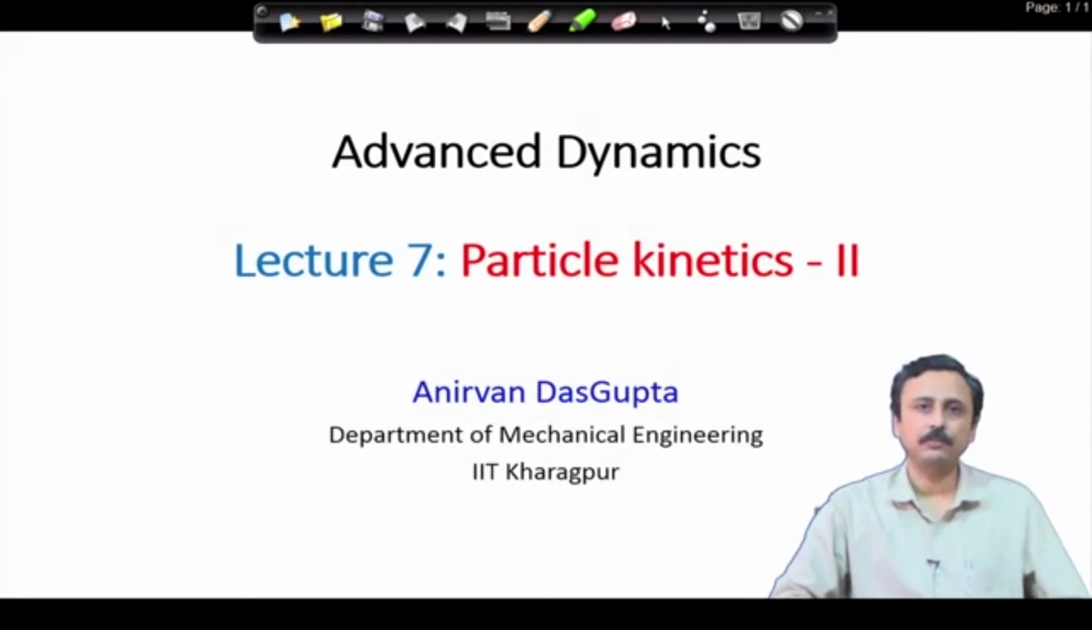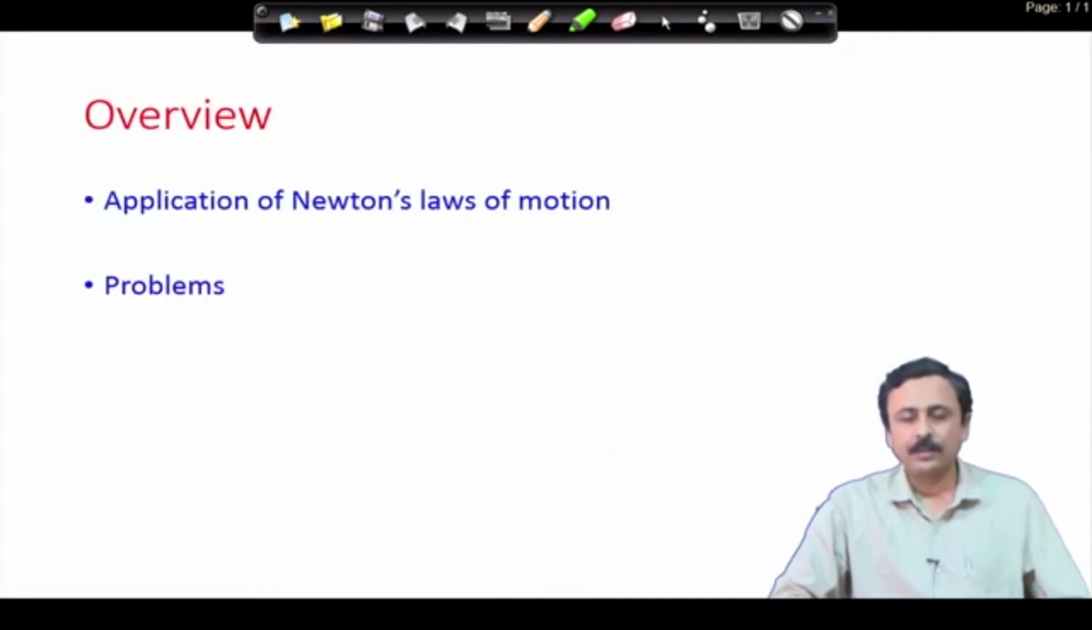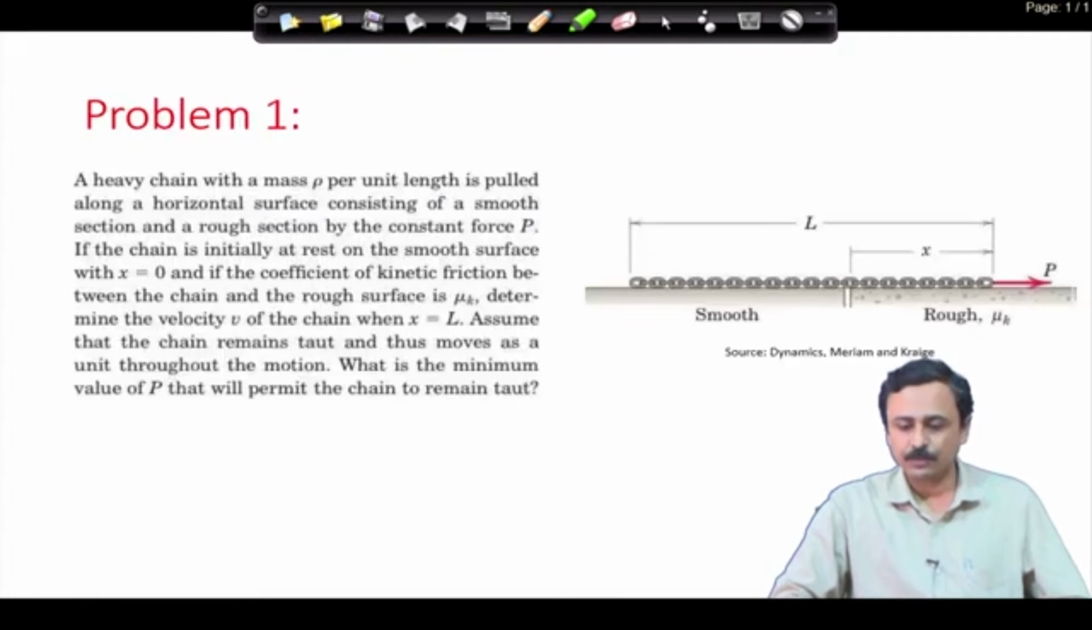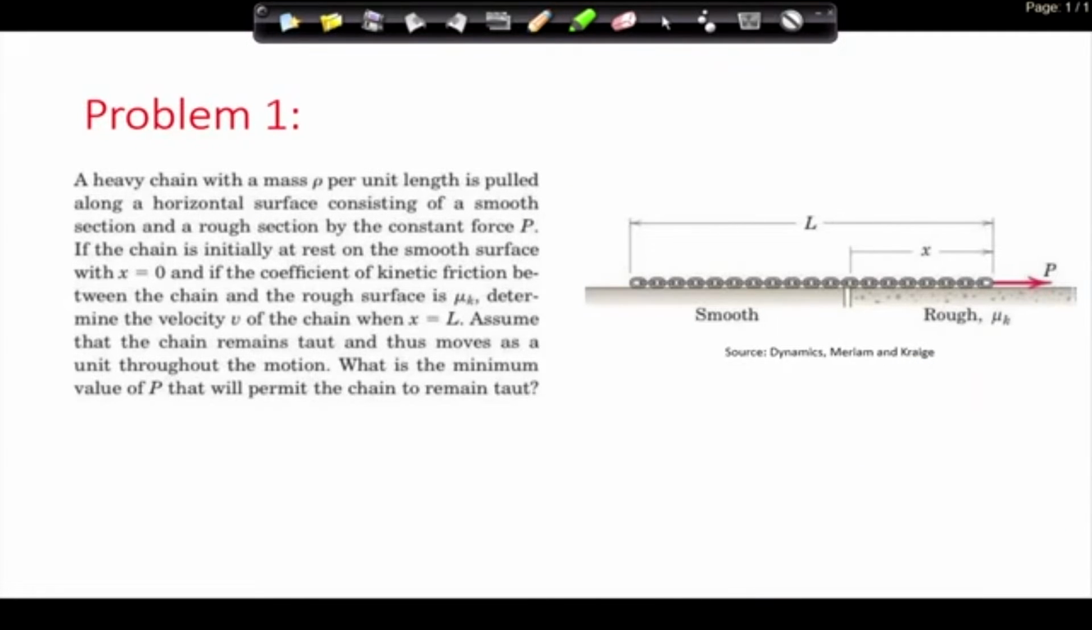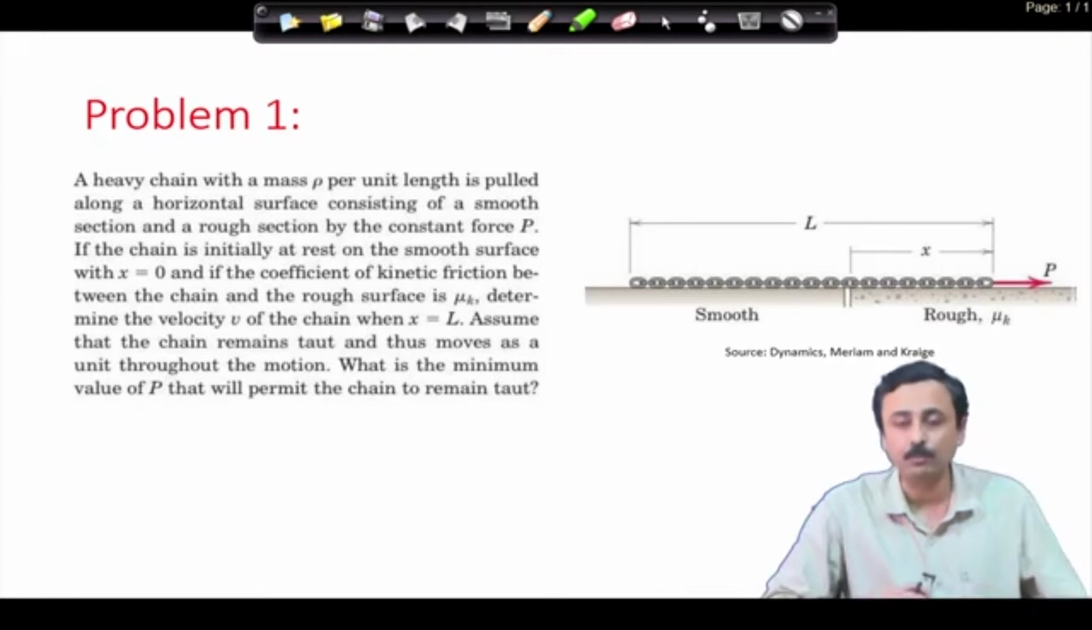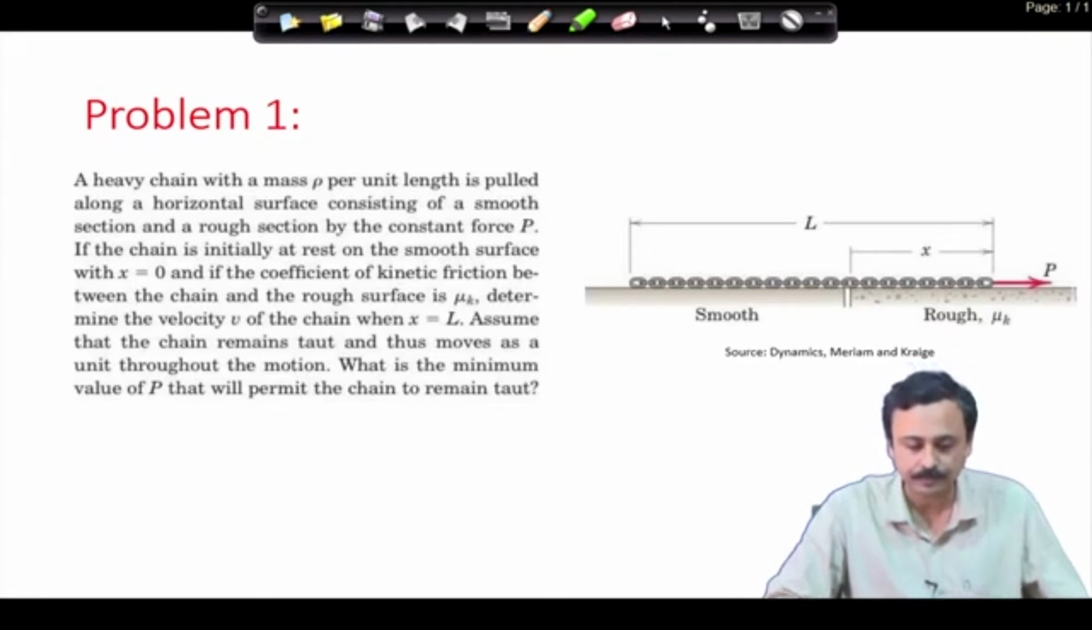Hello, in this lecture we will continue our discussions on particle kinetics. I will show you through some examples the application of Newton's laws of motion, and the first problem that we have today is this of a heavy chain on a rigid surface, part of which is smooth, which means frictionless, and part of it is rough, which has friction.